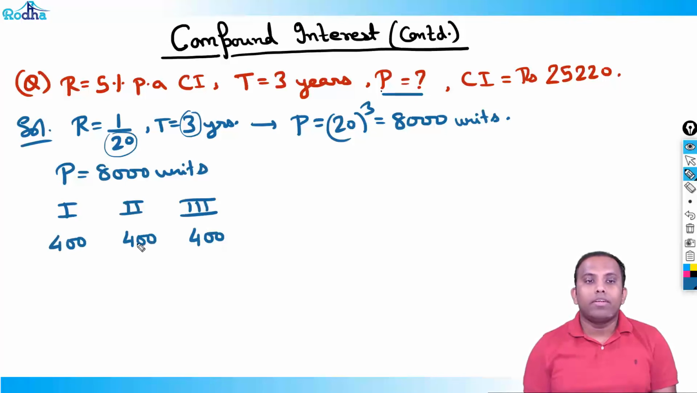In the second year, interest on interest is charged for the first year. What is the interest of the first year? 400. What is 5% of 400? 10% of 400 is 40, so 5% is 20. So plus 20 is the interest for the second year.